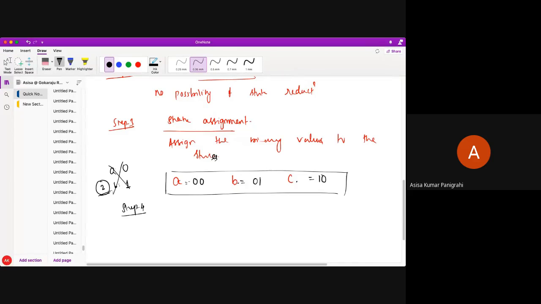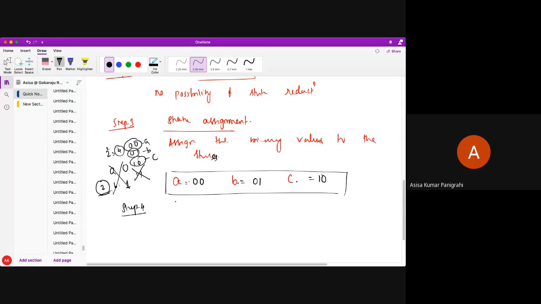But here there are three states, so in order to assign these three states, we need 2 squared, 4, binary combinations, which are 00, 01, 10 and 11. Out of these, 00 will be assigned to A, 01 will be assigned to B, 10 is assigned to C, and 11 is not there, so no need of any assignment for it.